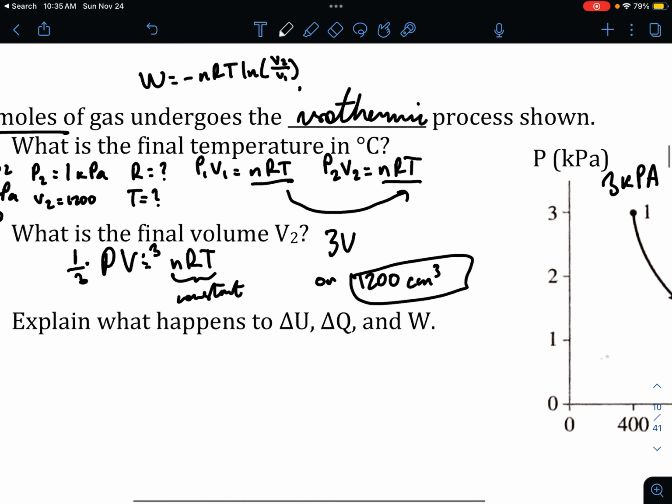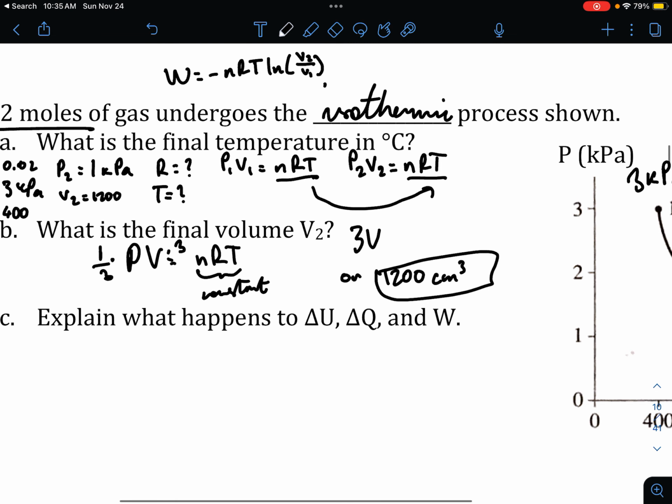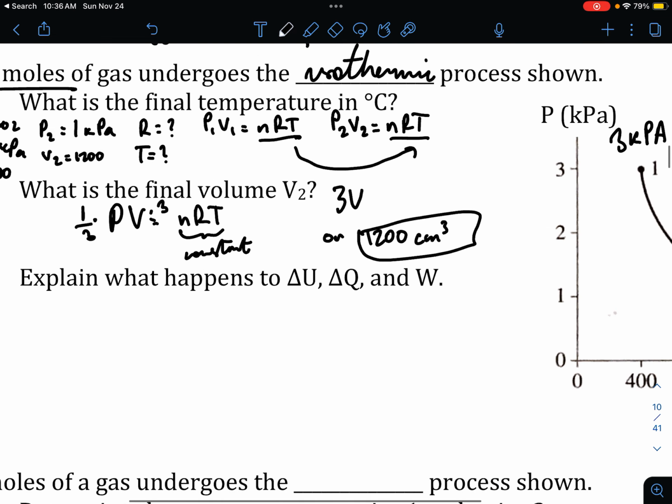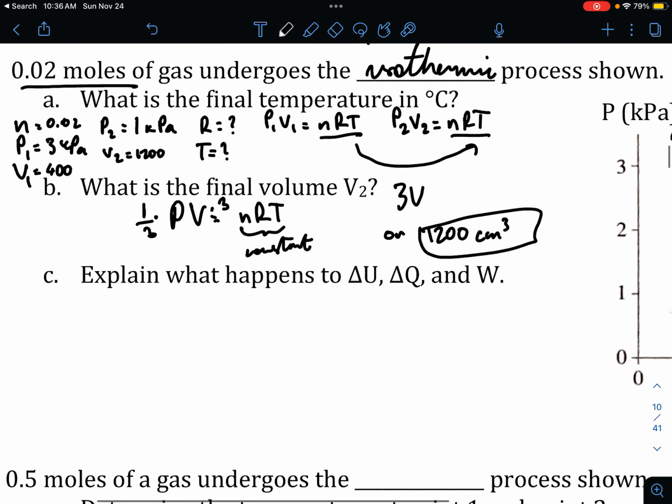So the temperature doesn't really affect that 1/3 and 3 times bigger kind of thing. So I don't know how to do this. If you know how to do this, please inform me, because I don't know. But 2C, we can do. What happens to change in U, change in Q, and W? So change in U, change in Q, and then W.